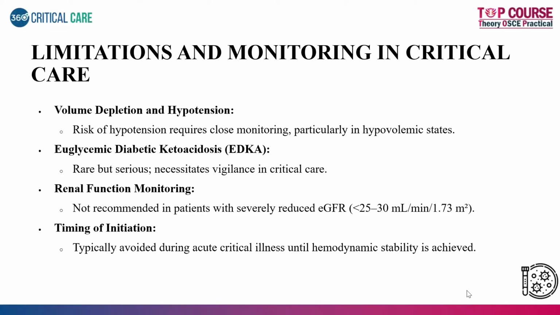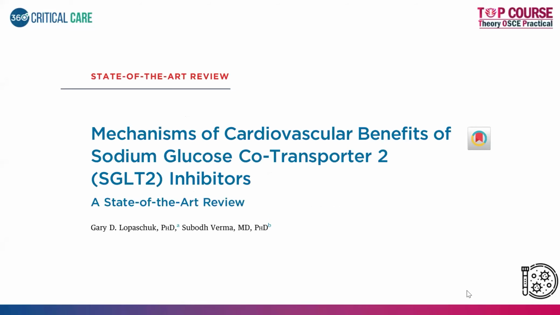The first and foremost thing, which I still want to insist on, is that the patient has to be hemodynamically stable when you're thinking of initiating SGLT2 inhibitors. If you find the patient in shock on multiple pressors, better to avoid it, because it causes glycosuria and natriuresis. Once both of them start, there'll be no way to stabilize the hemodynamics. So this is one of the limitations in critical care.